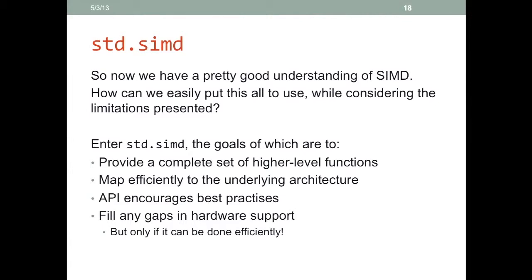The idea is to provide a complete set of higher level functions. The SIMD functions are always targeting very low level micro stuff, so I provide a full suite of functions. We'll see what they are in a sec. The idea is to map as efficiently as possible to the underlying architecture. The API is designed to encourage best practices at all costs. And I do try and fill in gaps in hardware support where an emulation can be performed efficiently on the architecture. But in the event that an efficient emulation of a missing operation is not possible, it will throw an error.